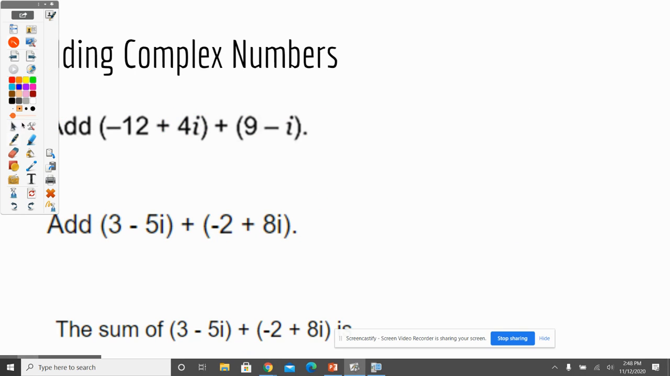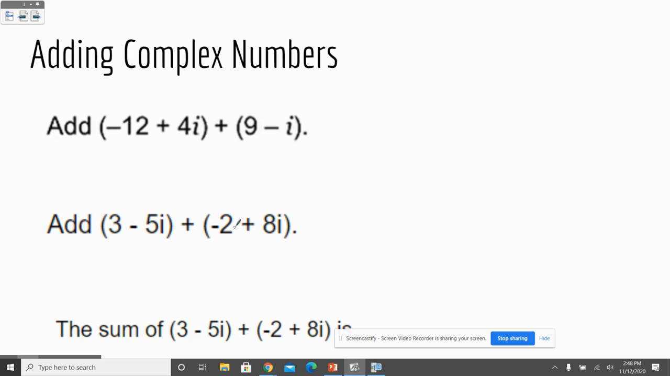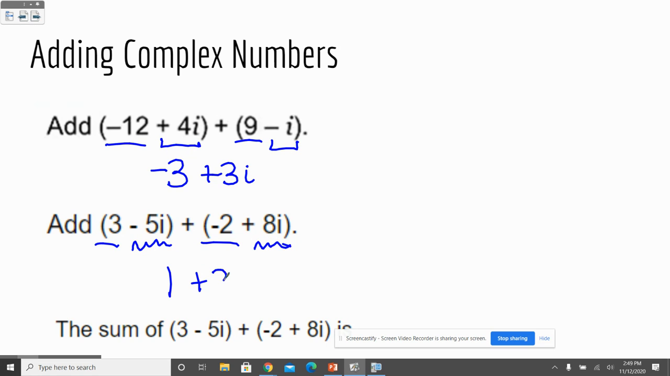So let's practice. You can pause if you feel good, or you can watch me first and then try on the next one. All we're going to do is put the real parts together, negative 12 and 9, that's negative 3. Then the imaginary part, so you have a 4i and a negative i, that's a plus 3i. Put the real parts together, 3 and negative 2 is 1. Negative 5i plus 8i is 3i for the imaginary part. And then on these two, you have a 3 and a negative 2, which is a 1, a negative 5i and an 8i, which would be a positive 3i.